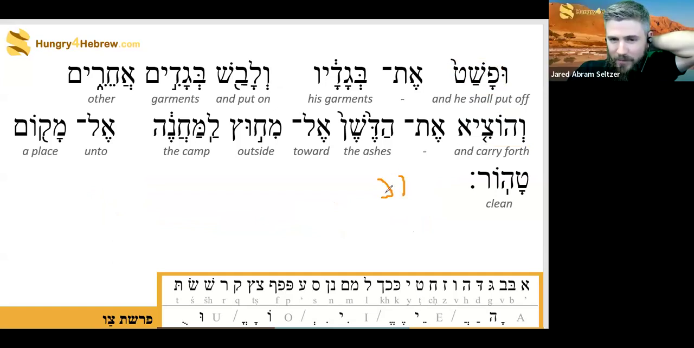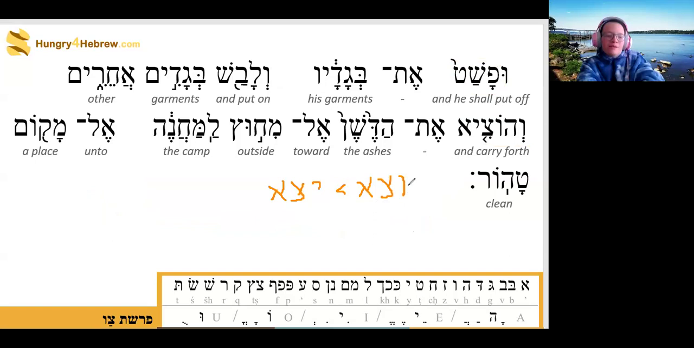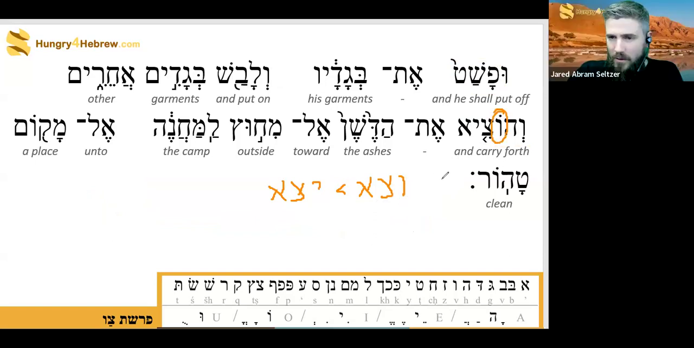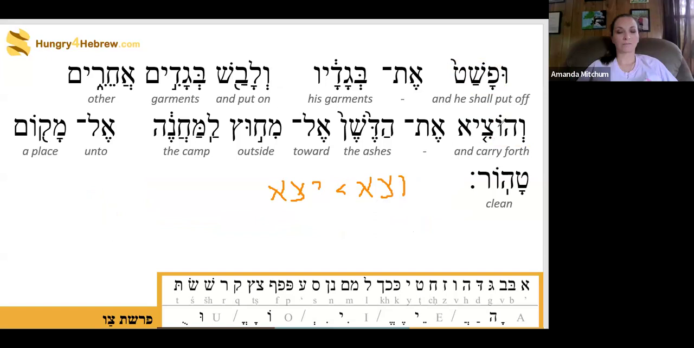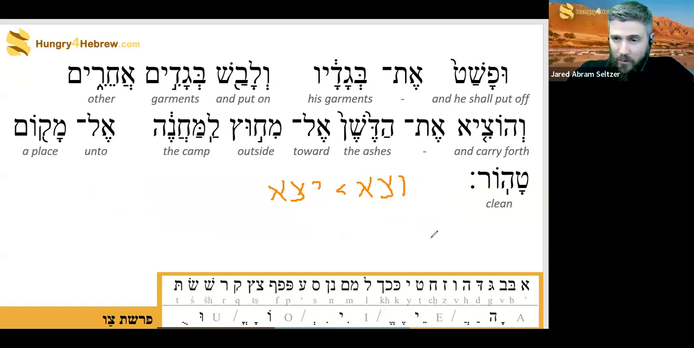It's originally Vav Tzadi Aleph, which we know better as Yod Tzadi Aleph, yatza, to go out. And that original Vav is preserved here in the form of a vowel. Why is it a vowel? Because Vavs historically were more like vowels than they were consonants. So instead of vehautzi, it turned into vehotzi. This is the causative hifil of yatsa, to go out, and he caused something to go out. He carried forth. Sorry, this is vekatal, and he shall carry forth.